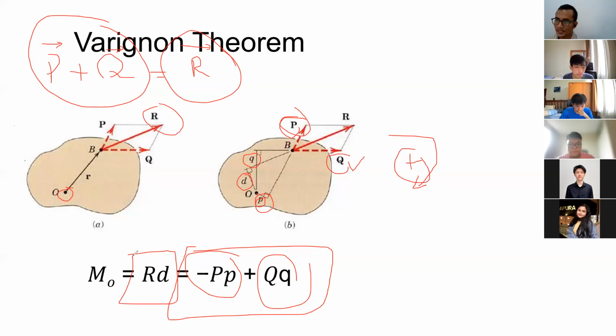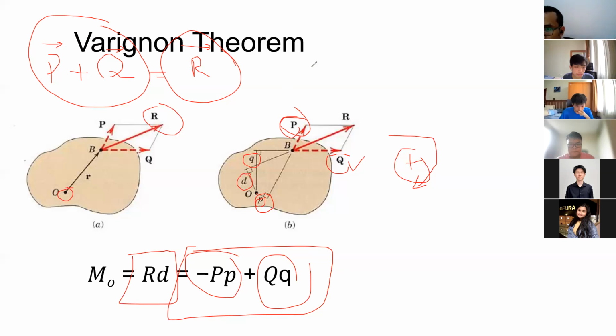So basically, if you divide the force into its components, then the summation of the moments which is caused by each component will be the same as the moment which is caused by the main force.